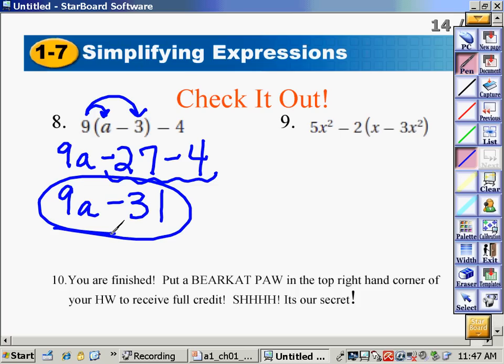Number 9, I want you to write it down, show all of your steps, bring it back tomorrow, and that's the first thing we're going to check. And now you're done. Number 10, the last thing you need to do is in the top right corner of your homework, I want you to draw a paw, a Bearcat paw. Now there's a difference in a Bearcat paw, a Panther paw, and a bear cub paw. So that's what I'm trying to see if you know.